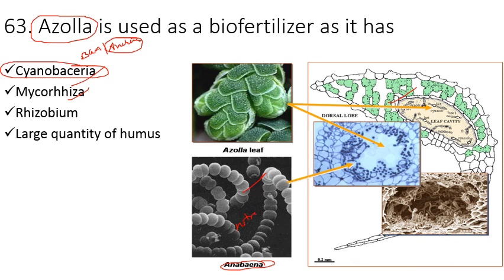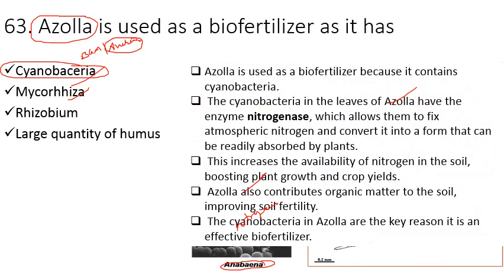is known as nitrogenase, which makes it a strong, powerful nitrogen fixer and enhances the nitrogen content in the soil, and also improves the growth of plants. So azolla is used as biofertilizer because it contains the cyanobacteria. It contains one enzyme that is known as nitrogenase, which allows them to fix atmospheric nitrogen into a form that is easily absorbed by plants, and it increases availability of nitrogen in the soil, boosting plant growth, and it also improves the organic content in the soil. So that's why these cyanobacteria, that is Anabaena, are the main reason for azolla being a powerful fertilizer.